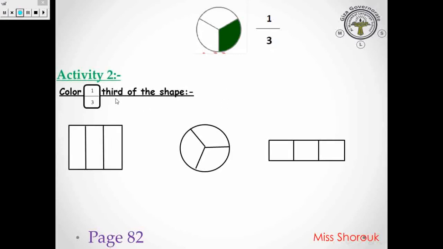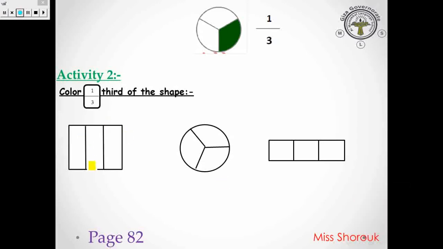Now open your booklet page 82. Look at this shape. This shape is divided into 3 equal parts. What's the fraction of shaded part? How many shaded parts or how many color parts? 1. Right, 1 on top. How many total parts? 1, 2, 3. Right, 3 on the bottom. It's called third. Activity 2. Color third of the shape.